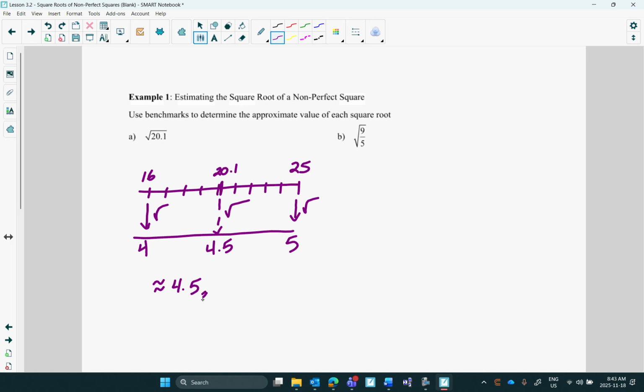The second one. What might be easier to do with this second one? Convert it to decimal. Because it's easy to work with them when they're in decimal. So what's 9 over 5 as a decimal? 9 divided by 5. 1.8. So that's a little easier to deal with.